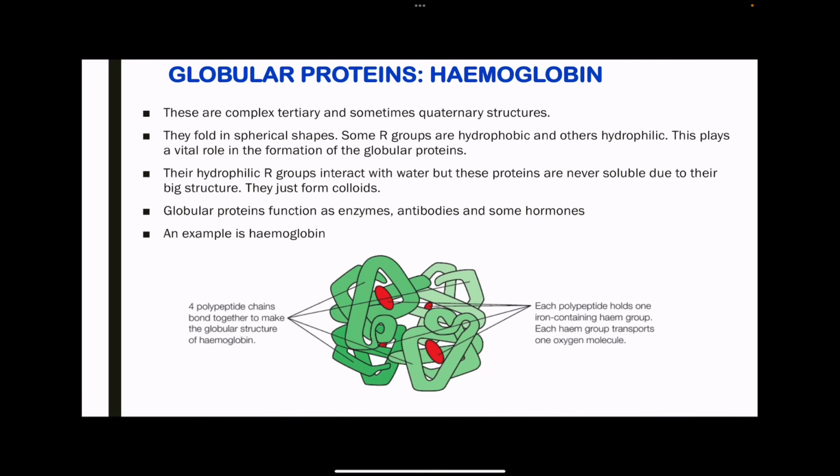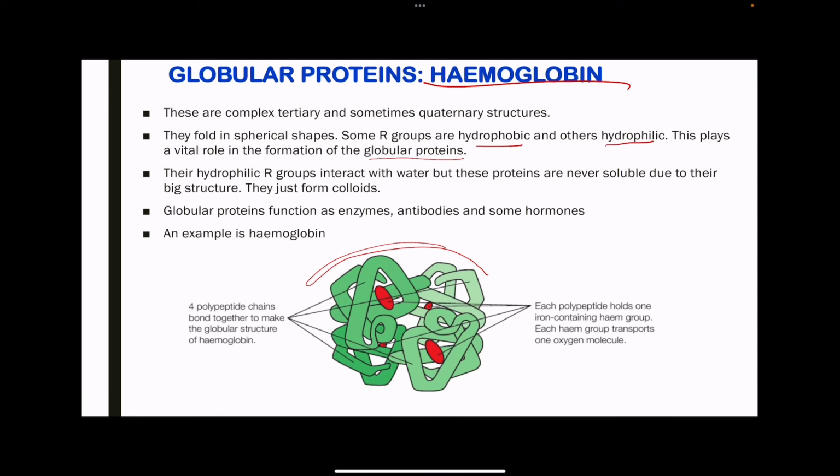Then we go to globular proteins. The example is hemoglobin. These are complex tertiary and sometimes quaternary structures. They will fold into spherical shapes like we can see here, and some R groups are going to be hydrophobic while others are going to be hydrophilic.